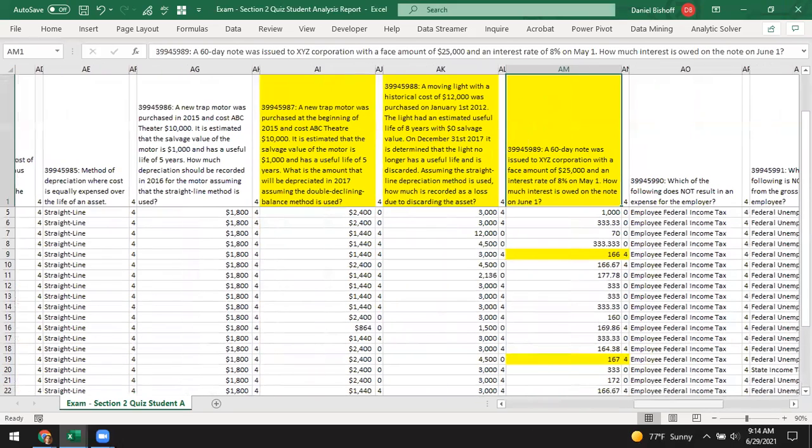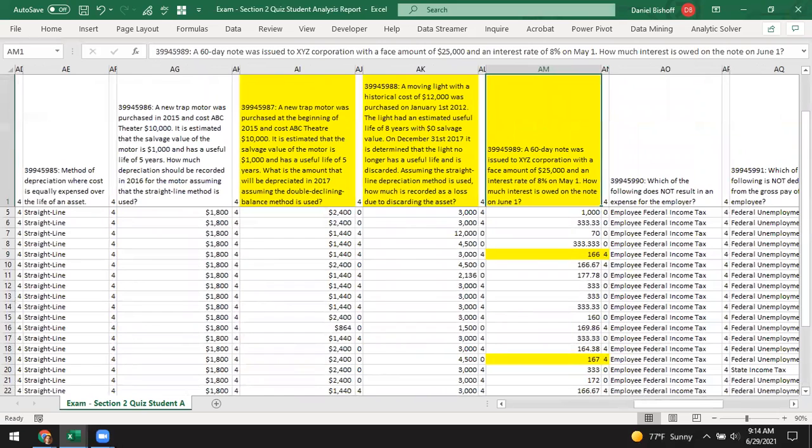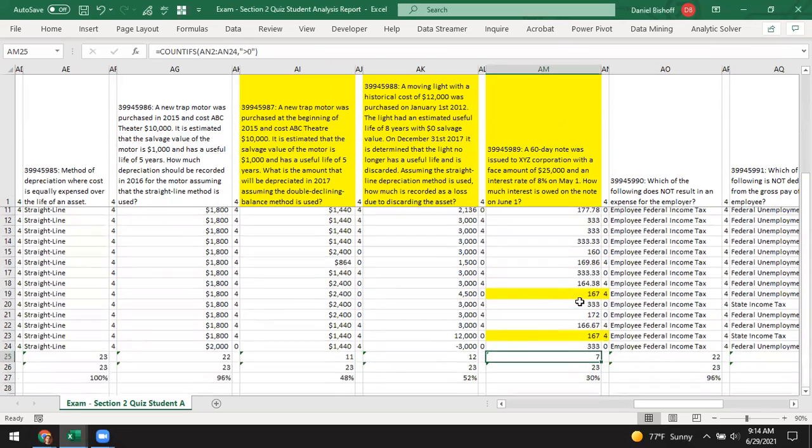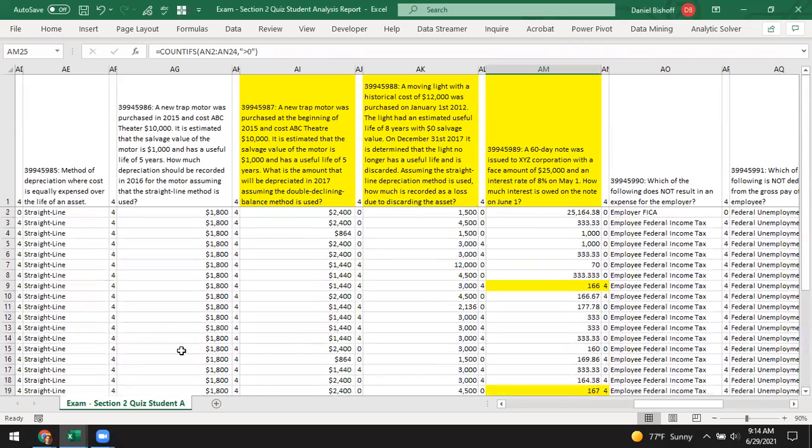This next question is another one where I think our homework covered it pretty well, in chapter 6, so I'm not sure why we had only 7 people get this question right. Anyway, let's go through that one. A 60-day note was issued to XYZ Corporation with a face amount of $25,000, interest rate of 8%, on May 1st. How much interest is owed on the note on June 1st?